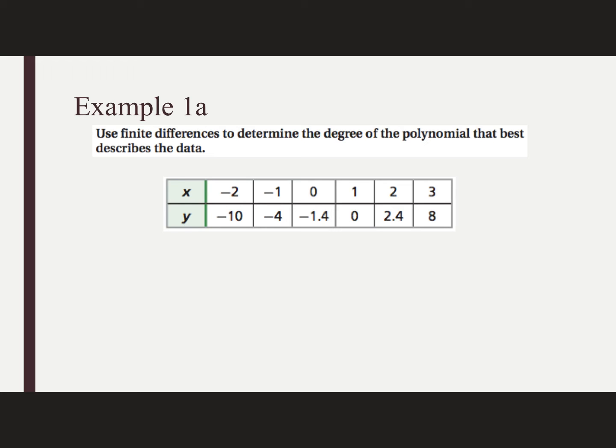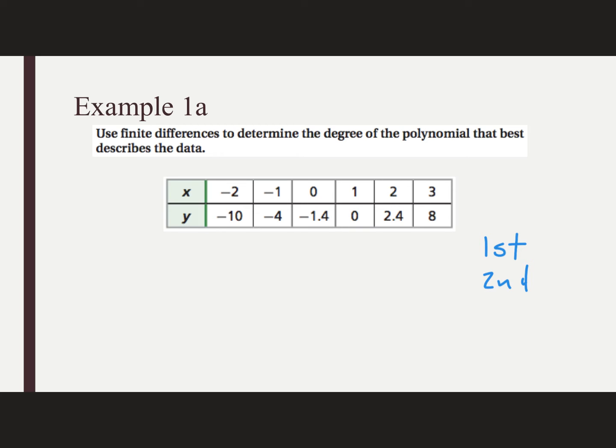What we're going to do is subtract 10 minus negative 4, then negative 4 minus negative 1.4, and so on, and add another row to this table. If all of those differences are equal to one another, that would mean this is a first degree, or linear, polynomial. If it isn't, we're going to repeat that process and see if the second set of differences are equal, in which case it would be a quadratic, and we'll keep repeating until we get a row where all the differences are the same.